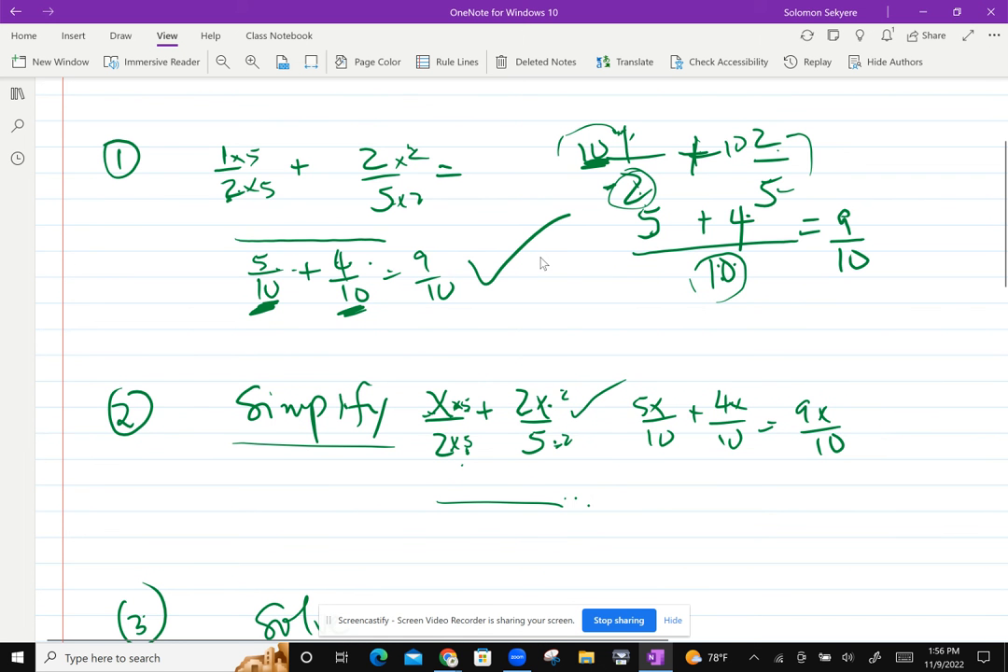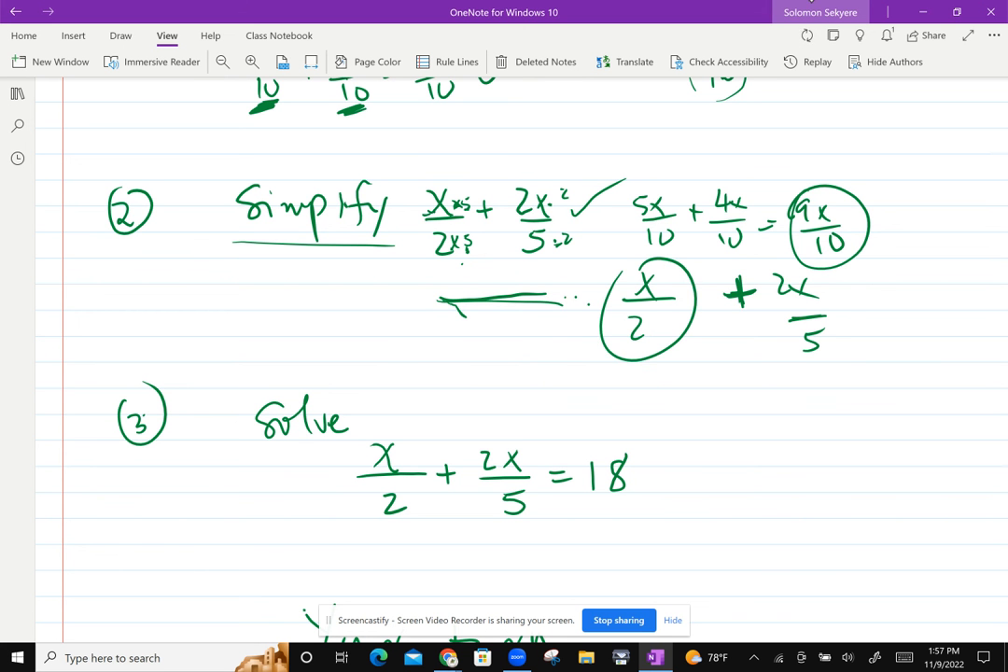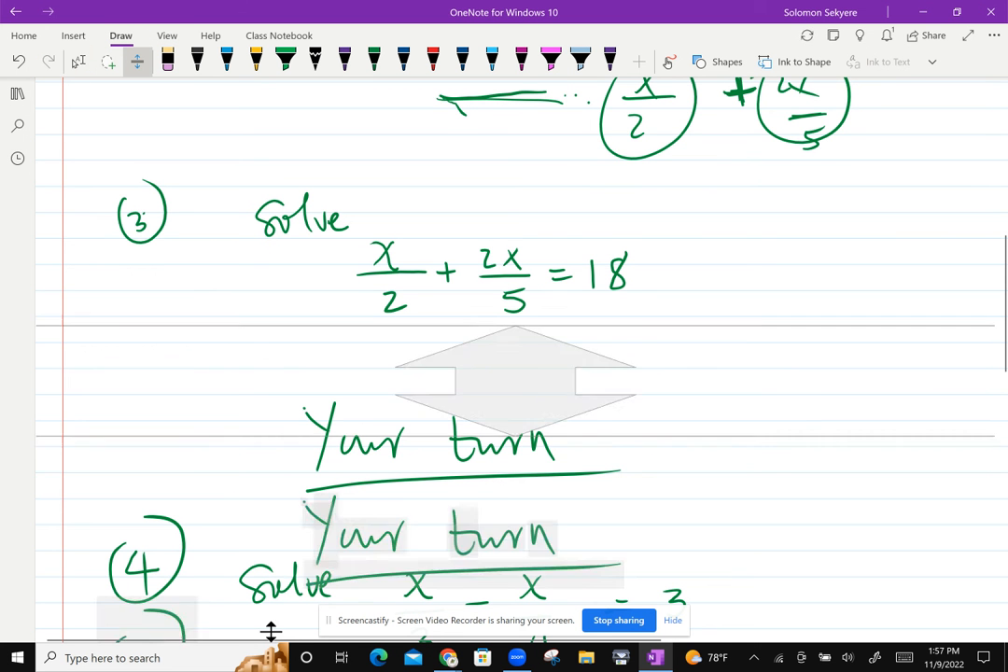You find the LCM, and then you make it one term. You see how we have 9x over 10? This is one term. If you have x over 2 plus 2x over 5, because of this plus, we have two terms. So basically, you want to put them together by finding what is common to them, which is the LCM. Now, if you can do that, then you should be able to solve the equation.